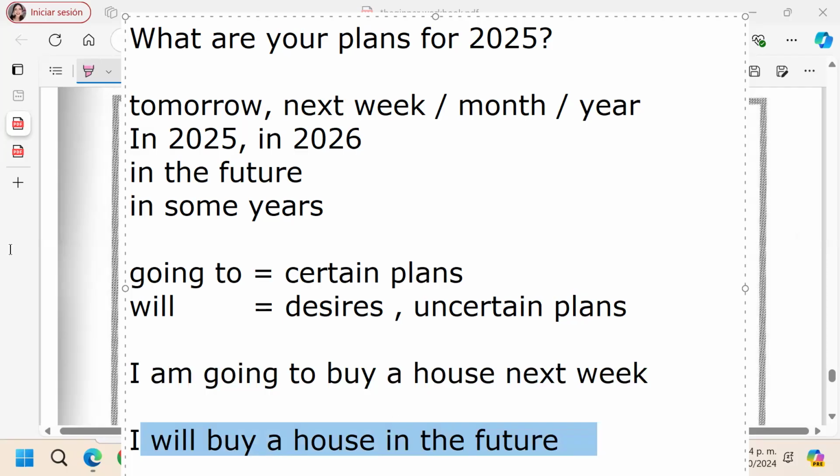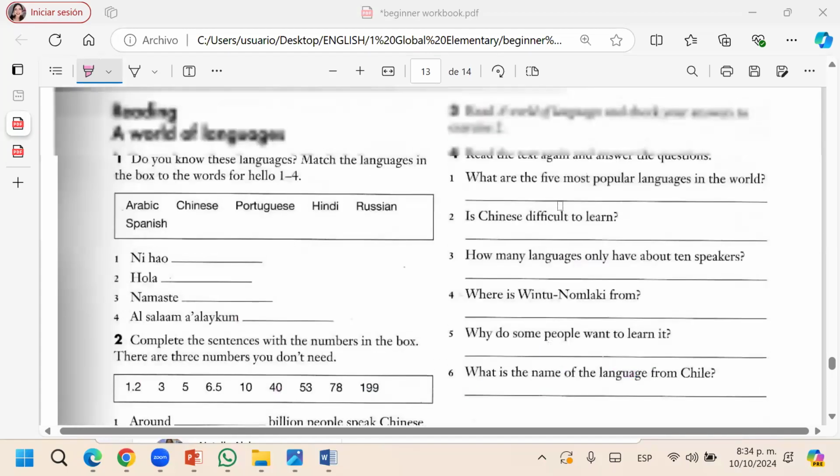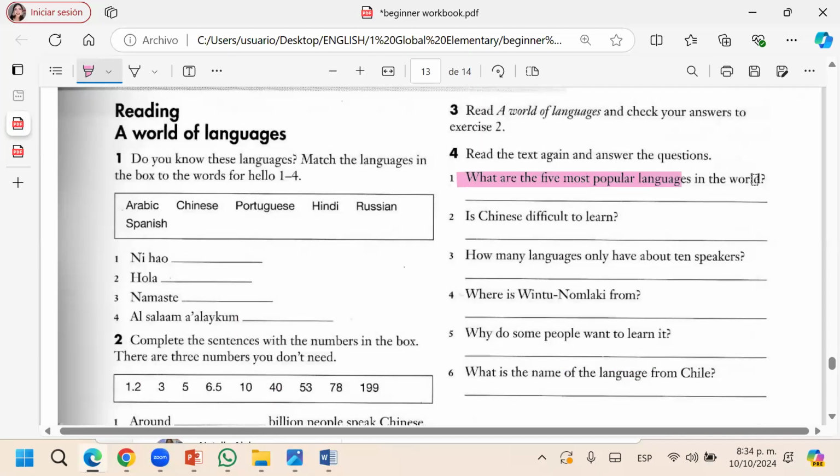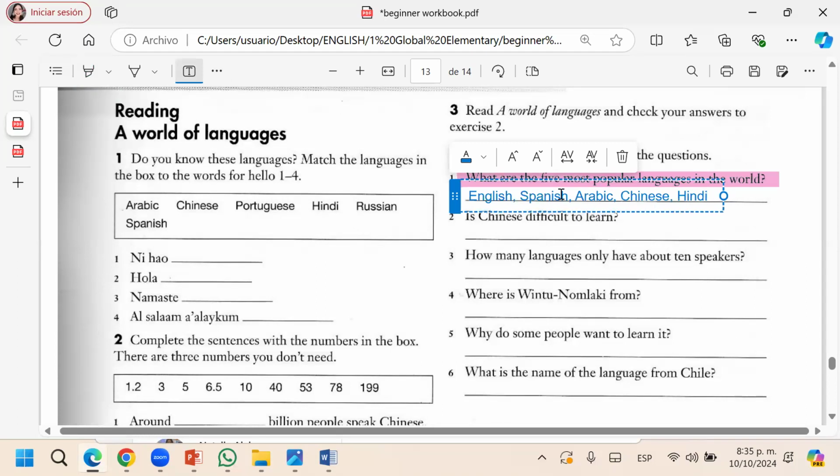Here. What are the 5 most popular languages in the world? English is one. Spanish is another. Arabic. Chinese, and Hindi. Hindi, in India. Is Chinese difficult to learn?